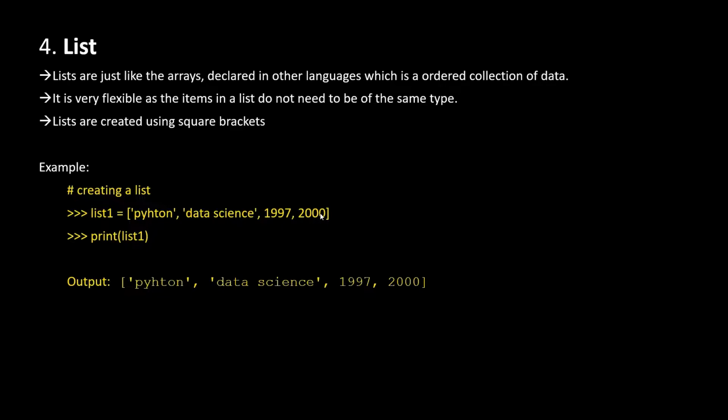Here is an example you can clearly understand. Creating a list: list1 equals "Python", "data science", 1997, 2000, and print list1. This is the output. We store the list in square brackets. "Python", when stored in inverted commas, is a string, and "data science" stored between inverted commas is a string, and 1997 is an int, and 2000 is an integer. So this is about the list.